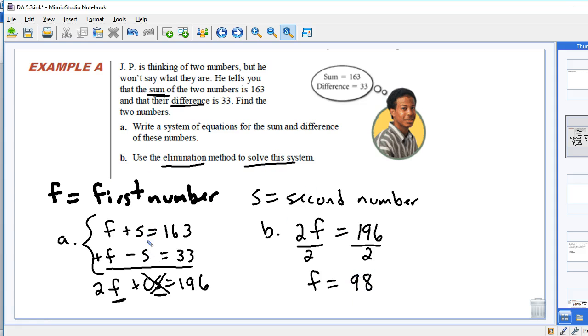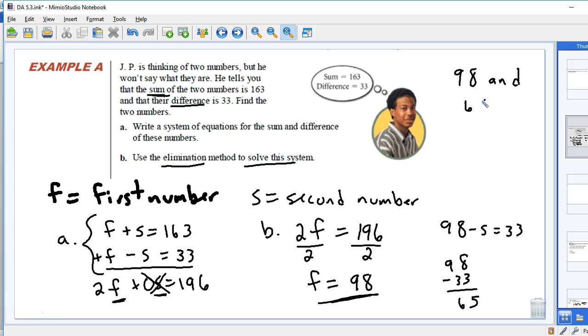So I can plug it back into either one of these two equations, and I think this one's going to be a little bit easier because 98 minus S is 33. So I can rewrite this as 98 minus 33, because that gives me the other number. So 8 minus 3 is 5, and 9 minus 3 is 6. So 65 and 98. And if I add those together, I should get 163. I take 2 from this one to make this 100, and I'm left with 63 plus 100, I get 163. So my solution is 98 and 65. Alright? There's the first example for elimination method.